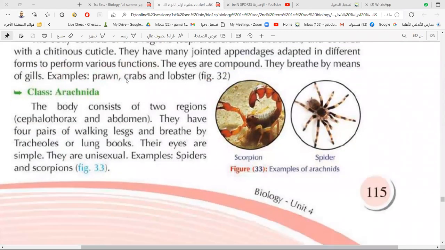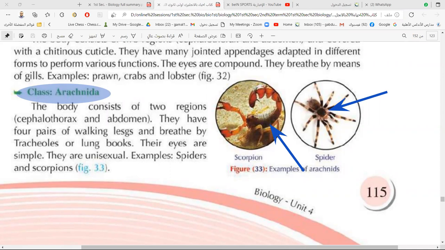Class number two, class Arachnida, شعبة العنكبيات. We notice that there is similarity between Arachnida and the insects, but there are many differences also between Arachnida and the insects. Many students think that the spider is from insects, but spider is not from insects. Also scorpion is not from insects. Scorpion and spider are from Arachnida, من العنكبيات.